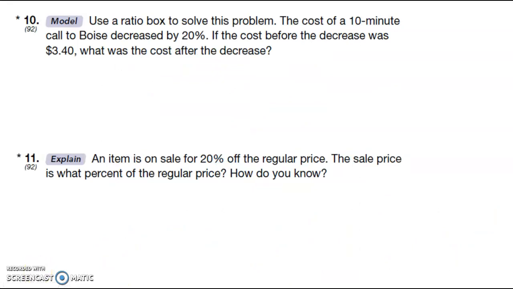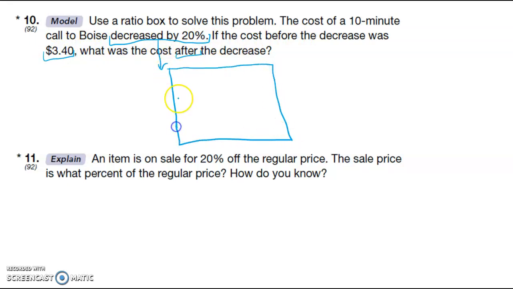Okay, number 10. Use the ratio box to solve this problem. The cost of a 10-minute call decreased by 20%. If the cost before the decrease was $3.40, what was the cost after? So we know because of this, we need an original, change, new ratio box.